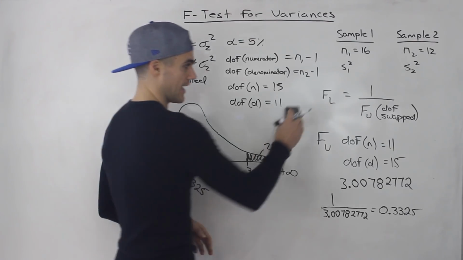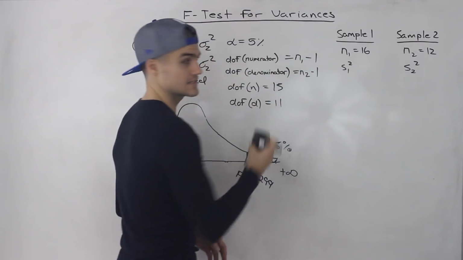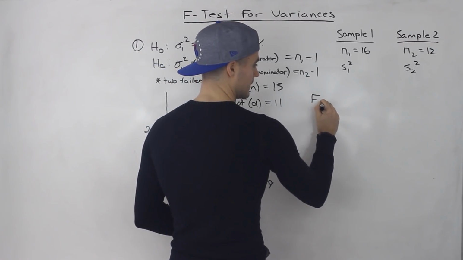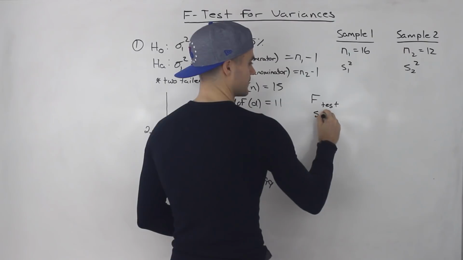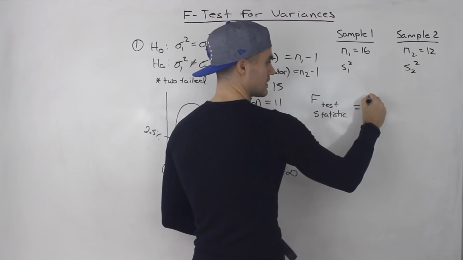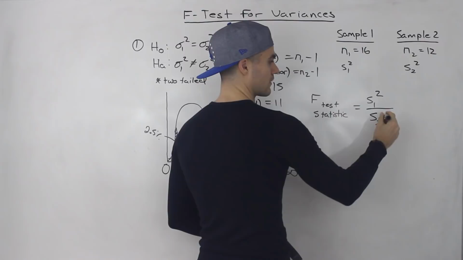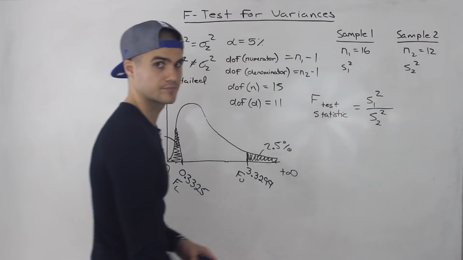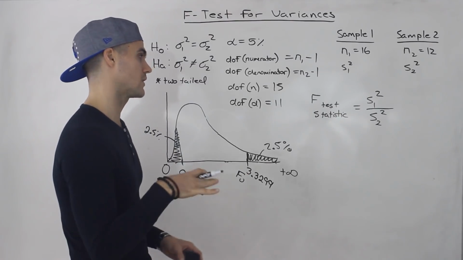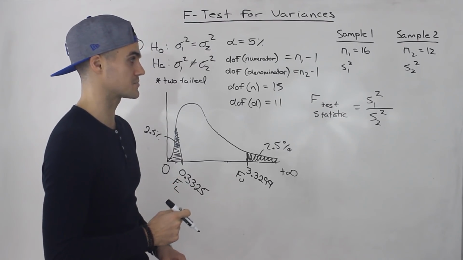Step 3. And luckily, with an F test, the test statistic is super simple. So the F test statistic. The formula is basically the sample variance from sample 1 over the sample variance from sample 2. That's pretty much it, right? So we don't have to work with this complex formula like we did with the other two-sample hypothesis testing that we've been doing up to this point.